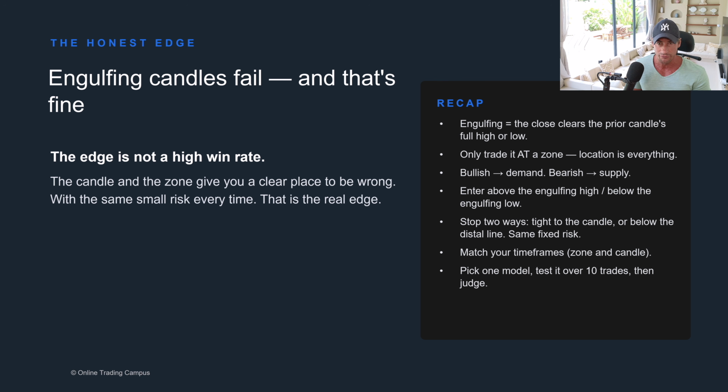Quick recap. An engulfing is 2 candles, the second closes past the whole first candle. Above the prior high for bullish, below the prior low for bearish. Only traded at a zone. The location is everything, guys. Bullish for demand, bearish for supply. Enter above the engulfing high or below the engulfing low and set your stop one of 2 ways. Tie it on a candle for a higher risk to reward or below the distal line to protect the whole zone. Match your time frames and remember, pick one model and test it over 10 trades before you change anything. And it is strongest when your step 1 bias agrees.